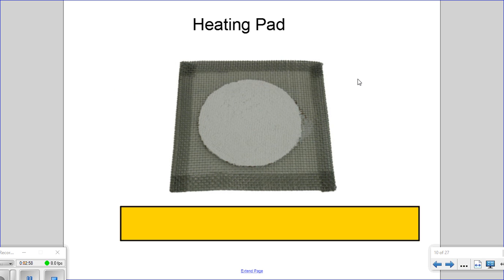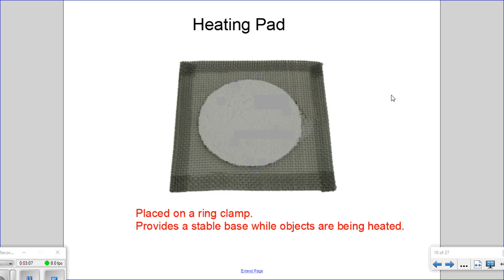Next up is a heating pad. This is a wire mesh with some insulation in a circular shape. So a heating pad is placed on a ring clamp and provides a stable base while objects are being heated.